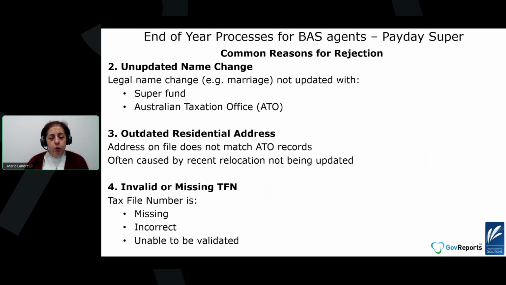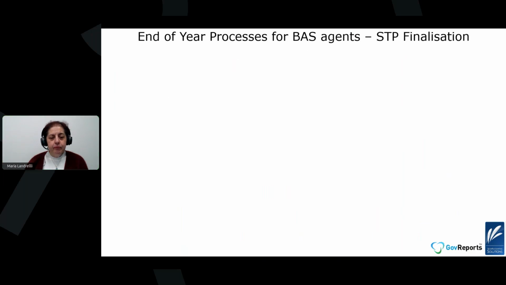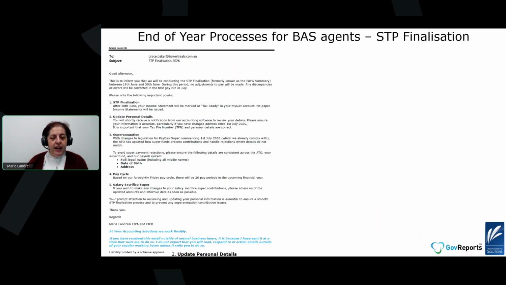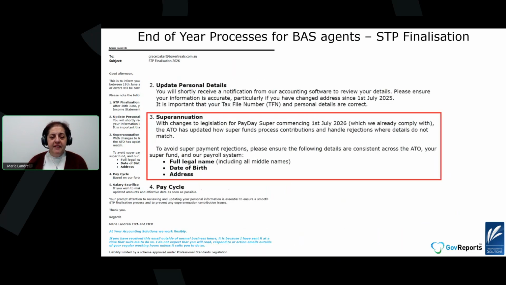The other thing is legal name changes. So, for example, they've been married, they've notified you, and so you update it to their new married name, but they haven't updated it with the super fund or the ATO. Outdated residential addresses, where the address on your file doesn't match what the ATO has, can cause it to reject, as can missing or incorrect tax file number details. So as I said, I am letting them know, please go and check.